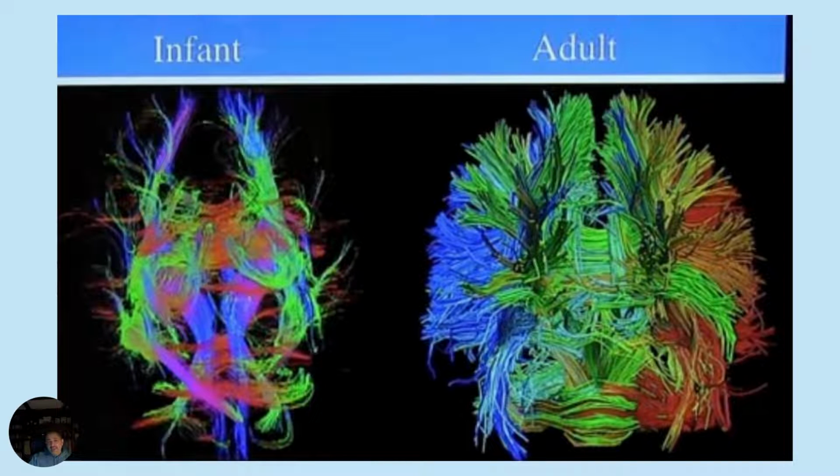We're looking at an infant and an adult brain image. These are all the colors that show you various different networks. They all light up, and that's how complex the networking is inside the brain.